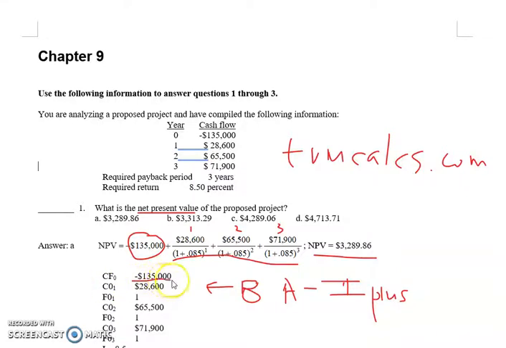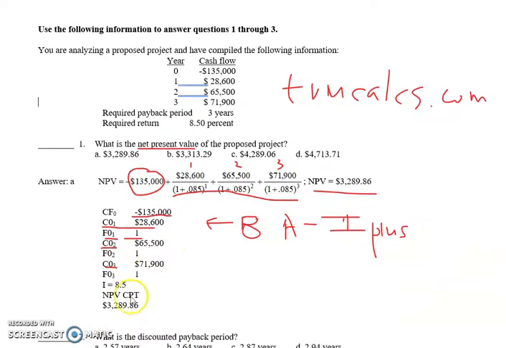Make sure this is negative because it tells the calculator this is the cash outflow. And then C01 means cash flow year 1, and F01 means frequency. So F01 is always 1, and all the others are also 1, because we enter them one by one. Cash flow year 2 and cash flow year 3.